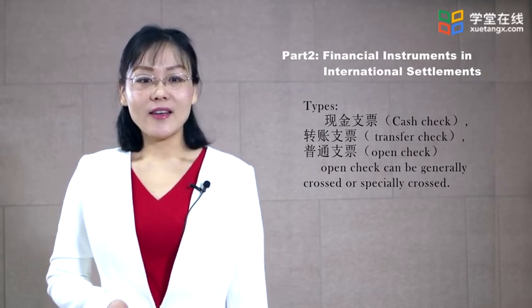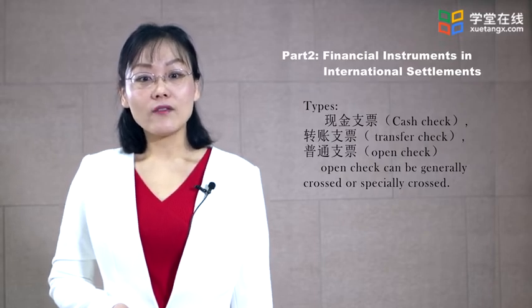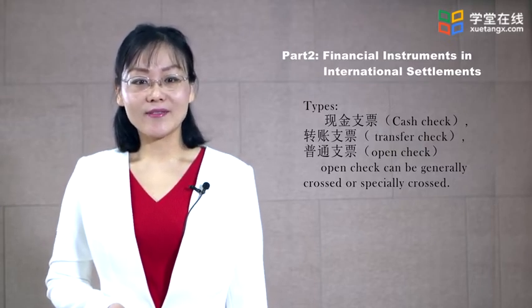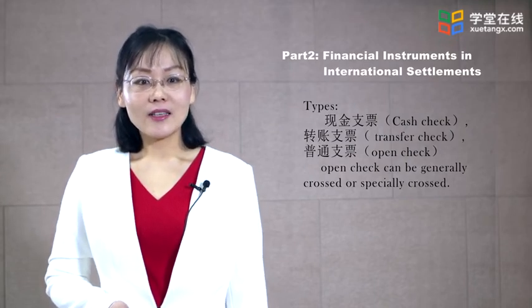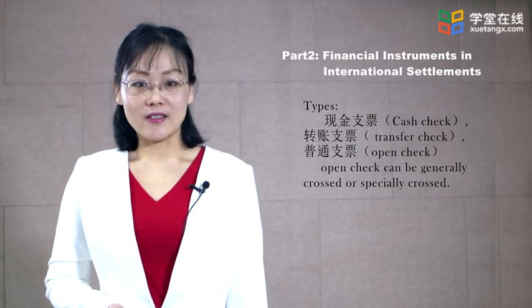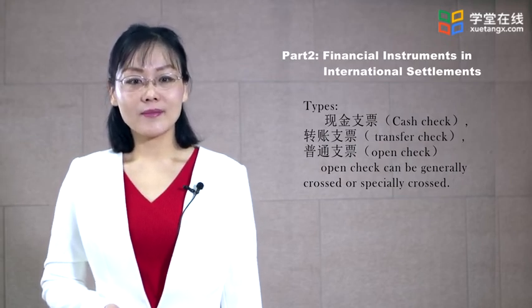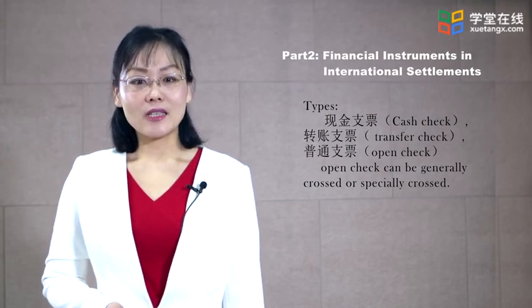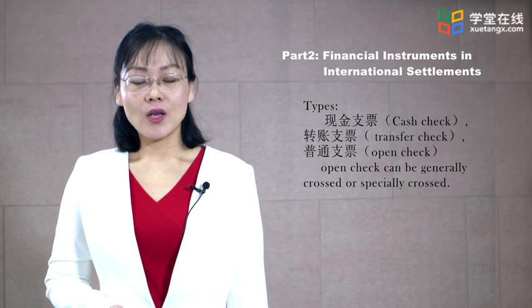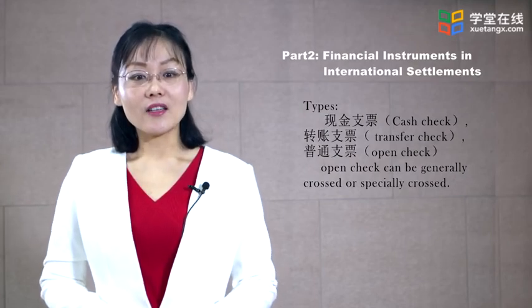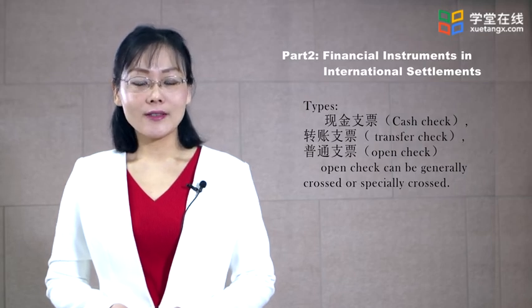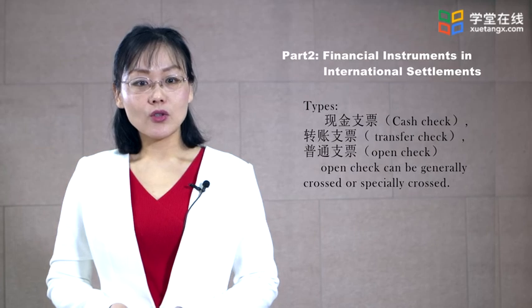Since open check is subject to risks of theft, this risk can be avoided by crossing the check. A crossed check can't be paid over the counter at the bank. It is only credited to the bank account of the payee. A check can be crossed by drawing two transverse parallel lines across the check, with or without writing account payee or not negotiable. Therefore, crossing turns an open check into a transfer check.